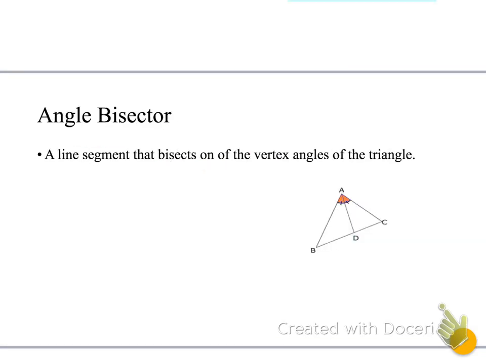Okay, my last one is the angle bisector, so it's bisecting an angle in half. It's going to cut an angle in half into 2 smaller congruent angles. We represent those by the little arcs.